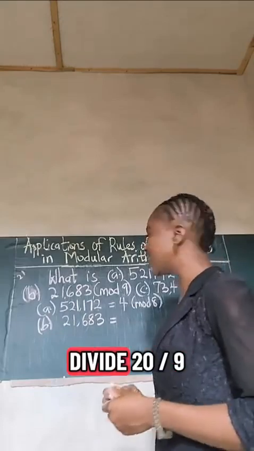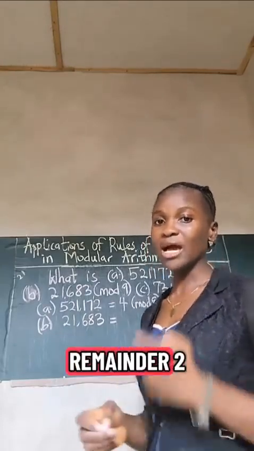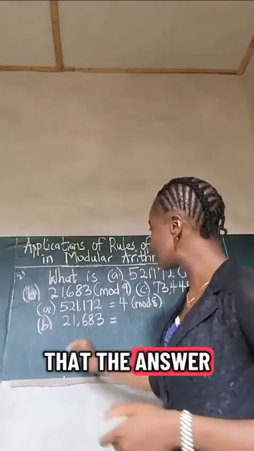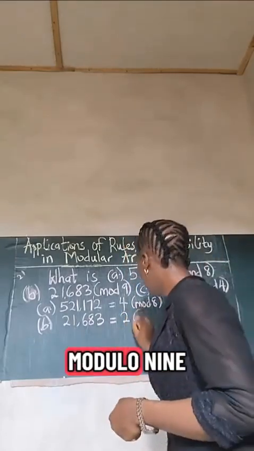So now let's divide 20 by 9. We have 2, remainder 2. And that implies that the answer to this question will be equal to 2, which is the remainder we got, modulo 9.